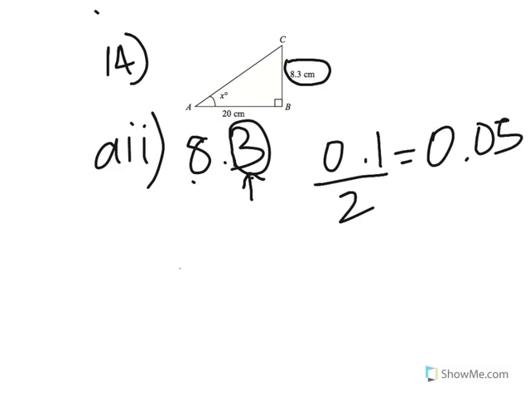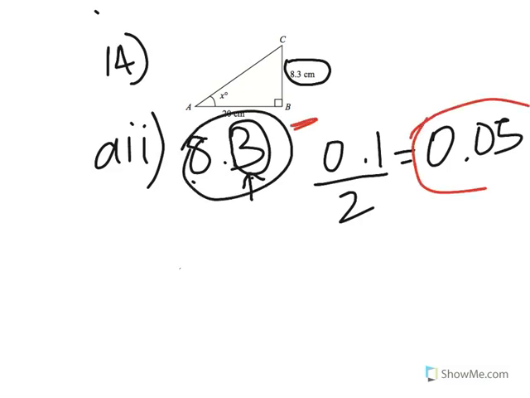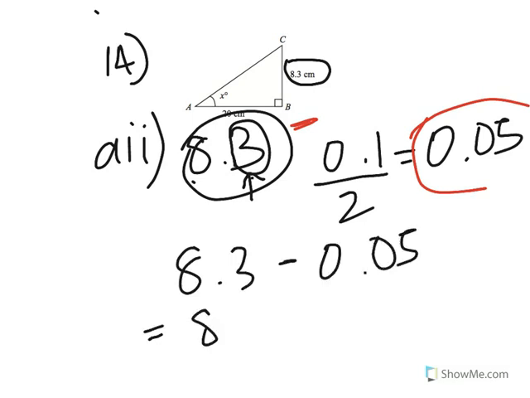We're going to get 0.05. Now to find the lower bound, we take this value, we subtract this value. So it's nothing but 8.3 minus 0.05, which is equal to 8.25 centimeters.